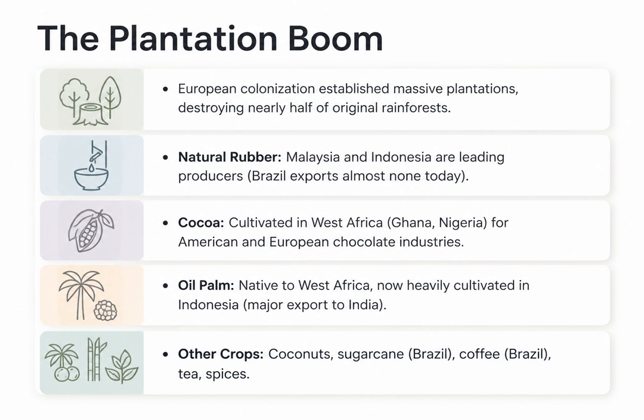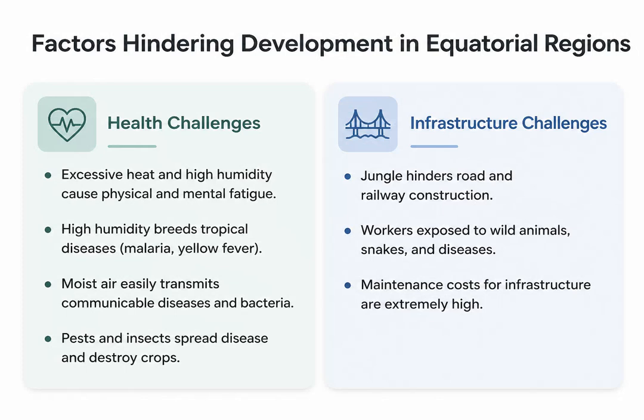Another massive crop is the oil palm. Originally from West Africa, it is now grown extensively in Indonesia, which supplies significant quantities of palm oil to countries like India. Despite the agricultural wealth, developing equatorial regions is incredibly difficult.